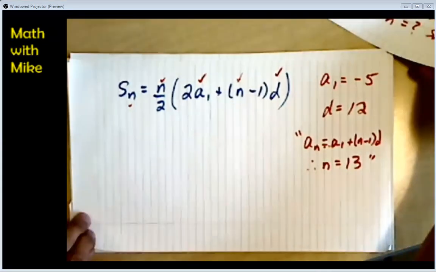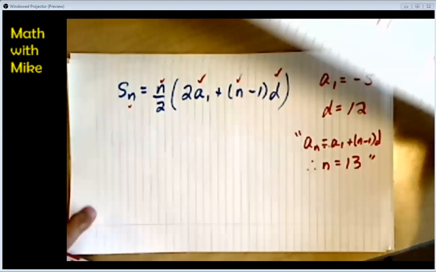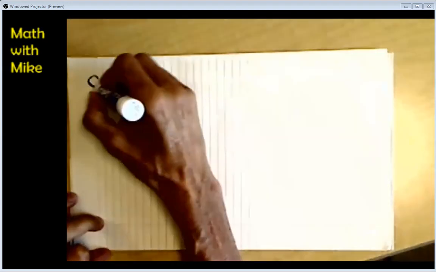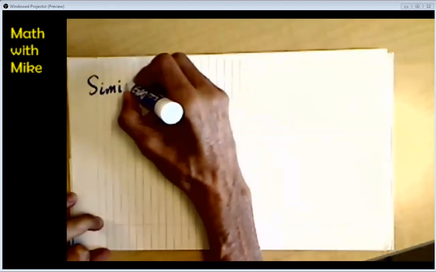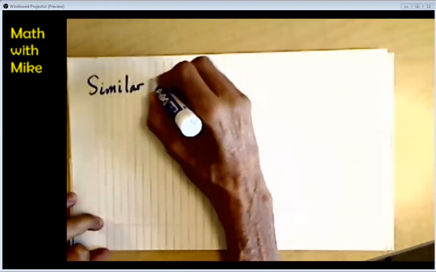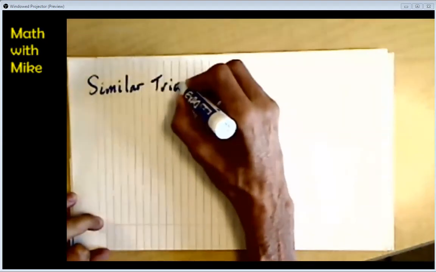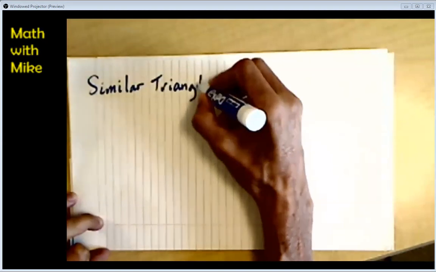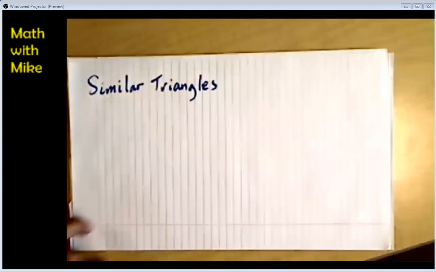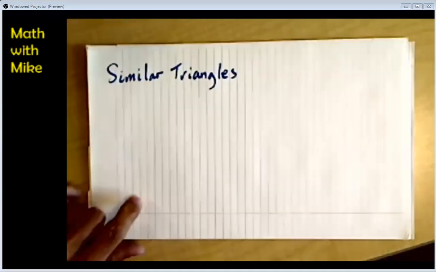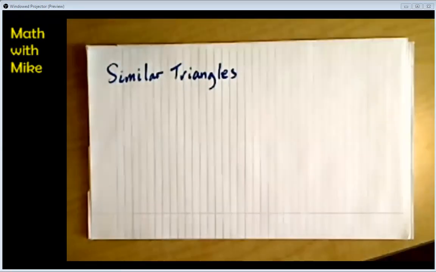Yeah. Okay. Let's get on to the new stuff today. What we're doing, get us ready for our new section here. Something called similar triangles. Okay, so what are these things?